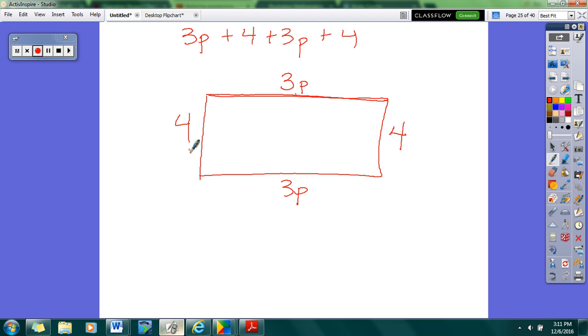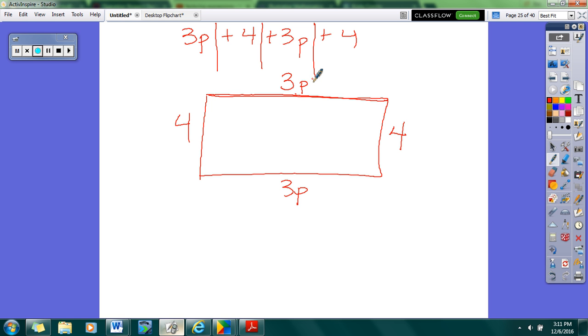So one way to think about this is think of them all as terms, but you include the operation. Let me show you what that means. Here's the term 3P. I'm going to draw a line. Plus 4, draw a line. Plus 3P, draw a line. Plus 4. Okay? Now I'm going to look for my like terms.